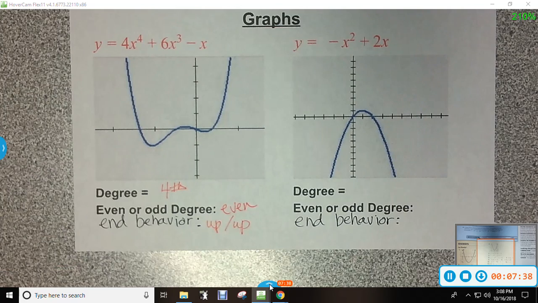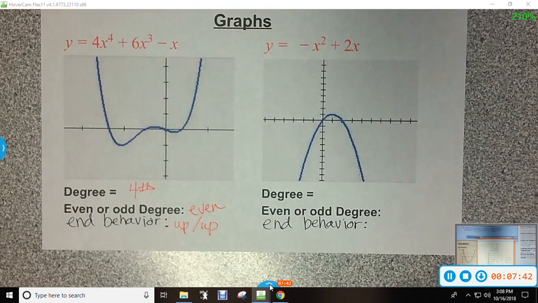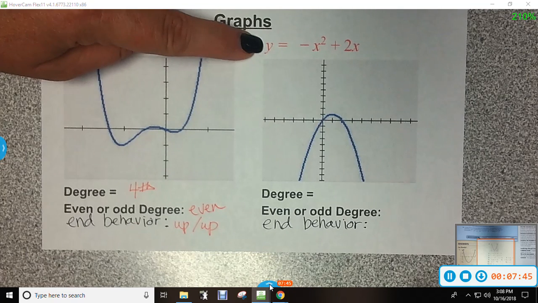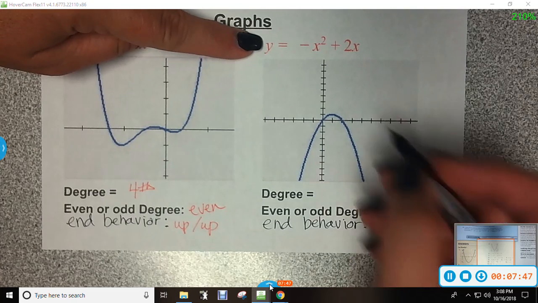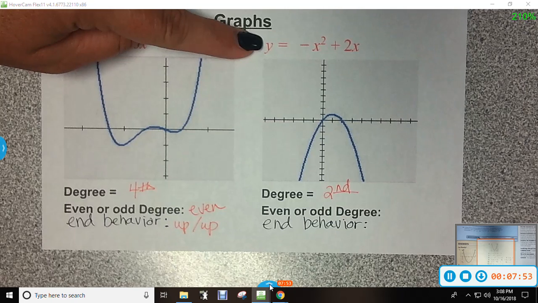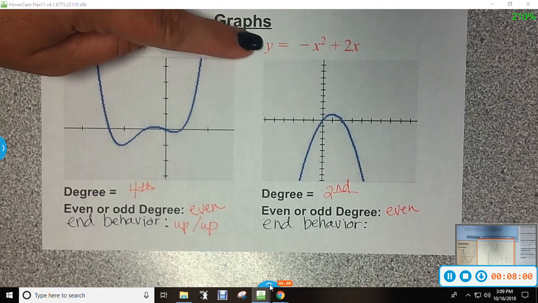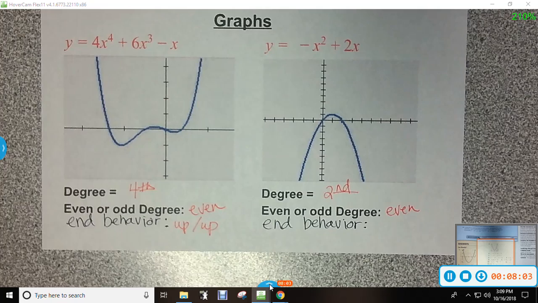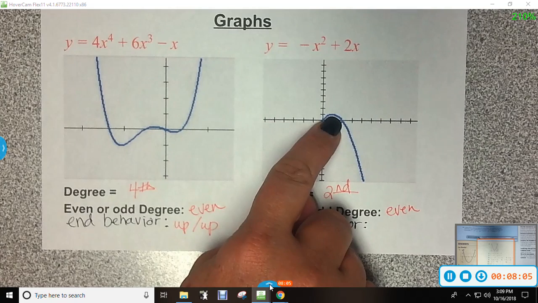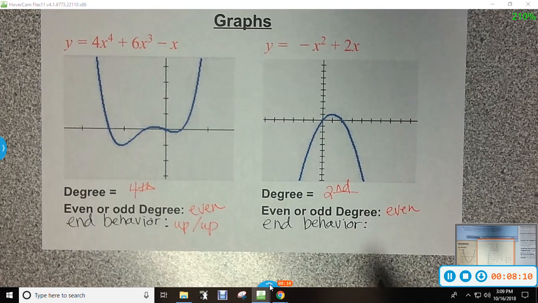Alright, for the one on the right, based on the equation, what degree is it? 2nd. Is 2, or 2nd degree, is that even or odd? Even. So now let's make sure that that information matches what we see in the graph. I've got 1 turning point plus 1 equals 2. So all of that matches up. What's the end behavior for this one? Down, down.